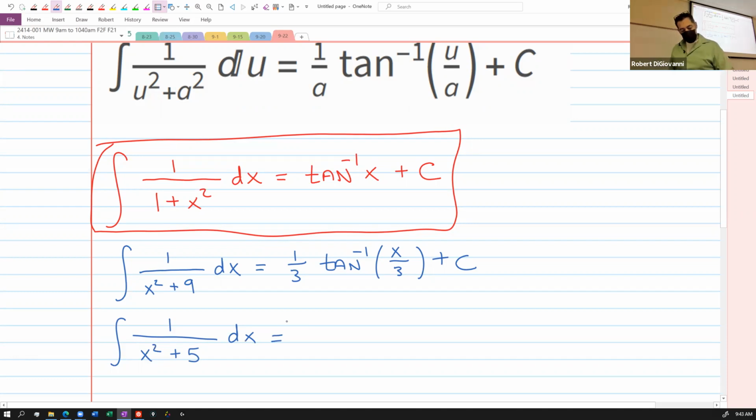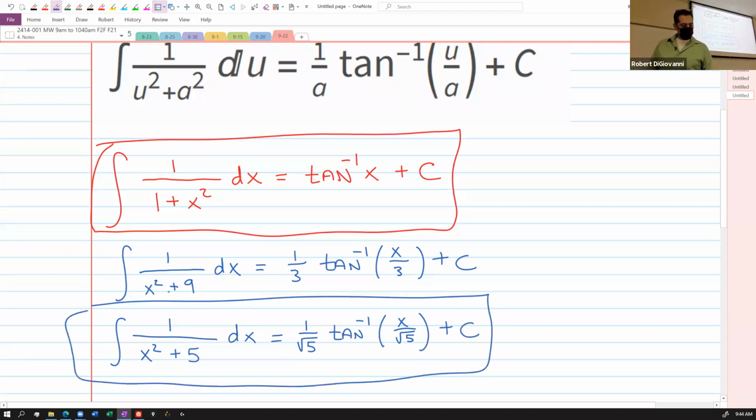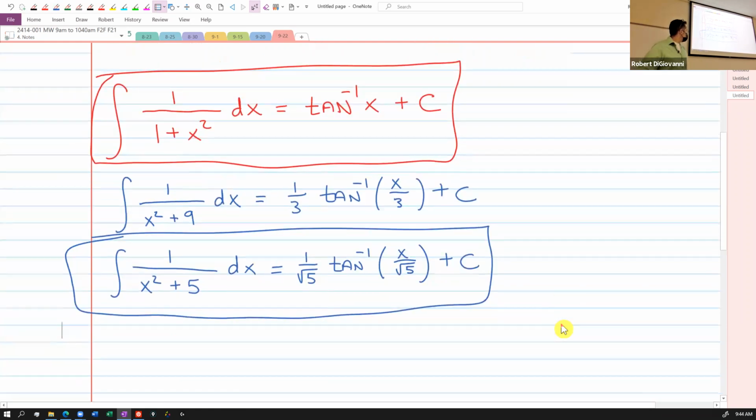So I'm going to put 1 over root 5 inverse tangent of x over root 5 plus c and box it up. It is okay to leave the root 5 down here. You do not have to rationalize this. Okay?